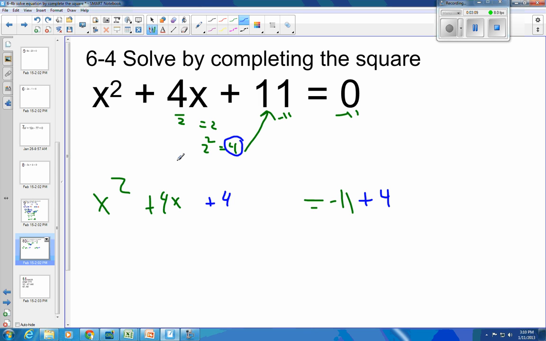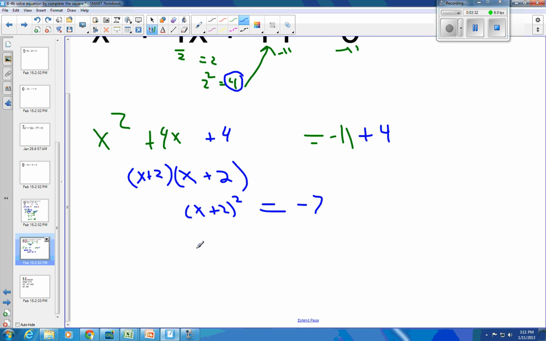So this is called completing your square. You do what you need to right here so that when you factor it, it is a perfect square. So this is x plus 2, and this is x plus 2. And so it's x plus 2 squared is equal to a negative 11 plus 4, which is a negative 7. Then when you square root both sides, that becomes a plus or minus. And so you get x plus 2 is equal to plus or minus i square root of 7.